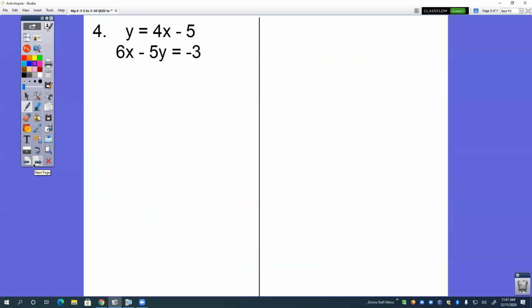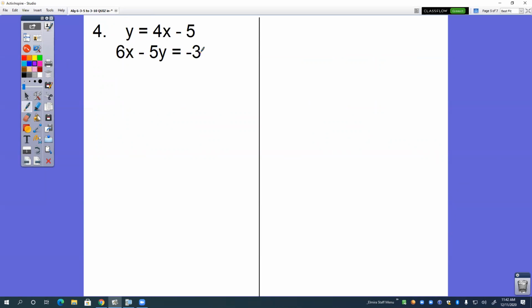Take a look at this next one. In question number 4, notice that you have one of your equations set equal to y already. What you need to do first is rearrange that second equation to be a y equals equation. Go ahead and do number 4. Find both x and y.